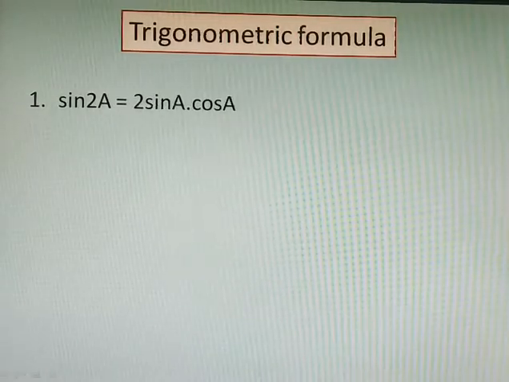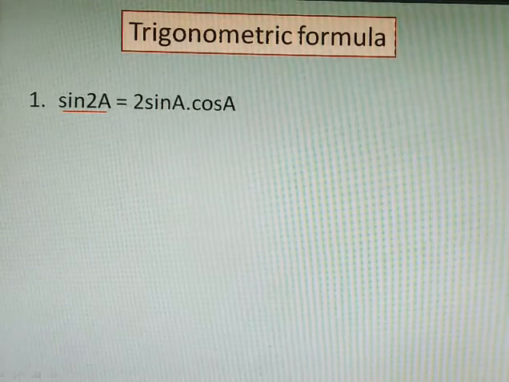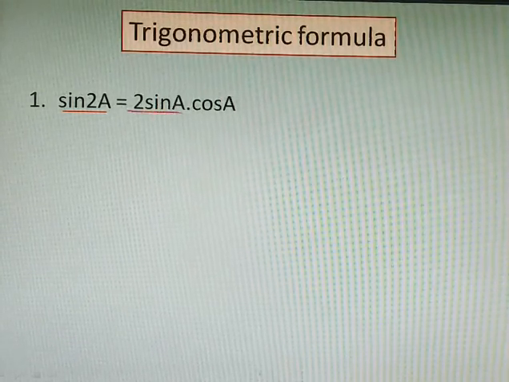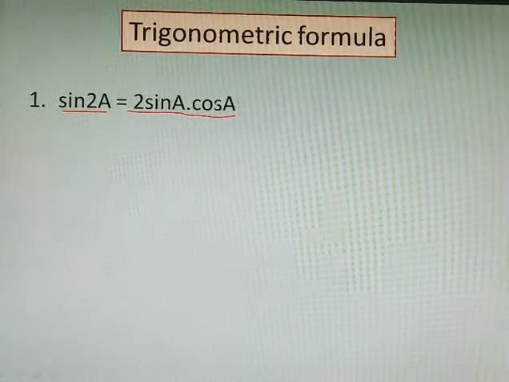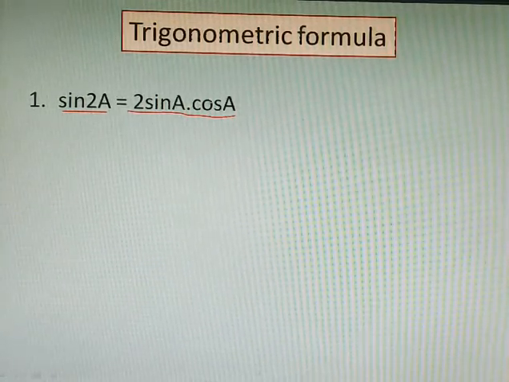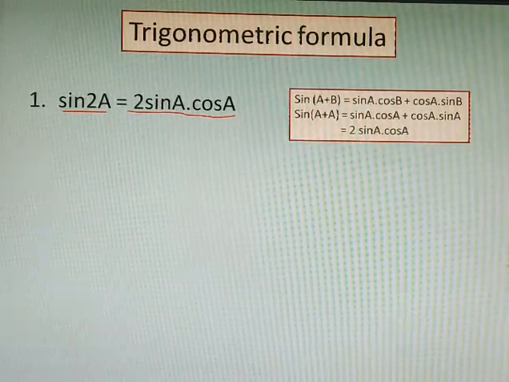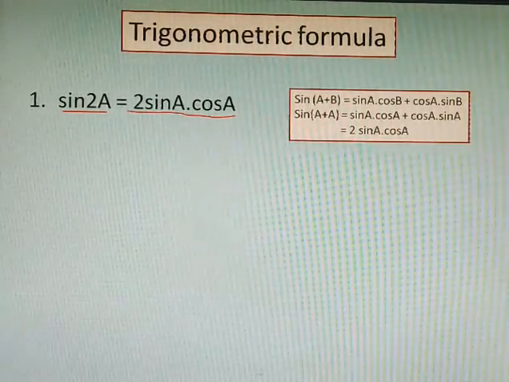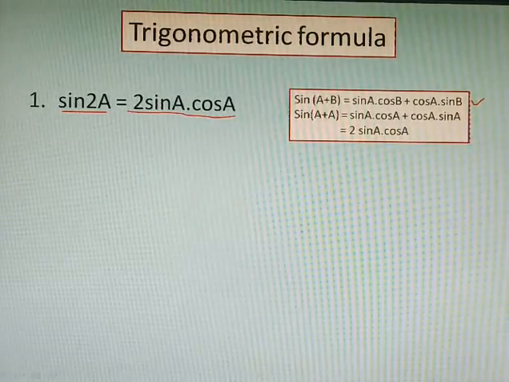You can see, sine 2A is equal to 2 sine A into cos A. So how does this formula come? I will show you an example by the proof method. Like you can see, this first line denotes a formula that we have to learn.